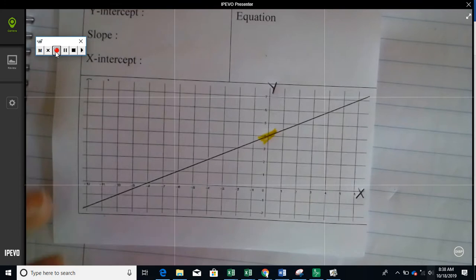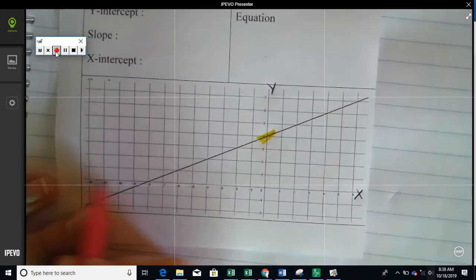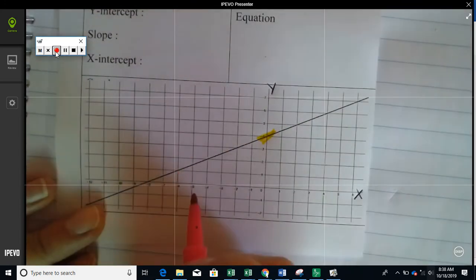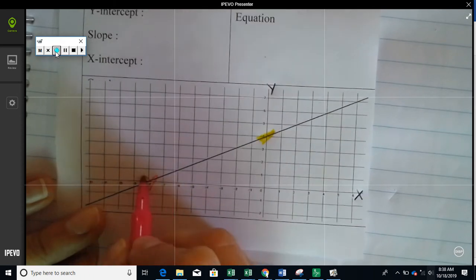Where did you put it? Somebody at Alyssa's table? Where's the heart at? Thank you. -8.